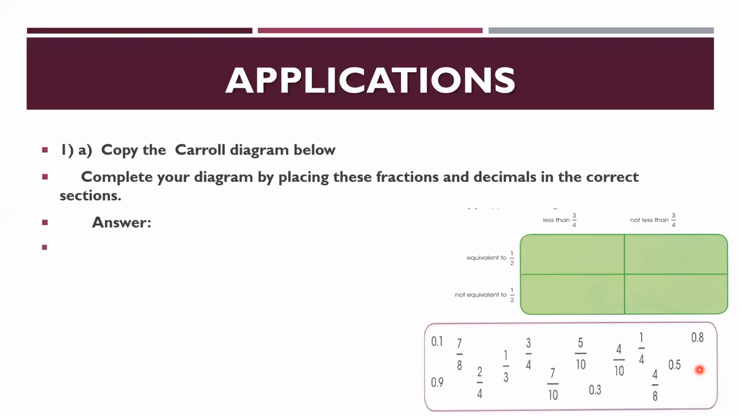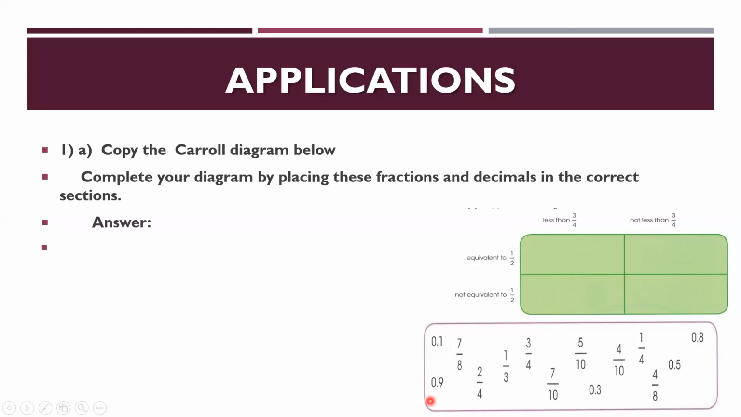It is greater. So the possible answers over here are 7 by 10, 4 by 10, 0.1, 1 by 3, 1 by 4, 0.3. These are the only possibilities. Now coming over here. Not less than 3 by 4, not equivalent to 1 by 2. That is, it should be greater than 3 by 4 and it is not mandatory that it should be equal to half. So you can pick out all the numbers that are greater than 3 by 4.